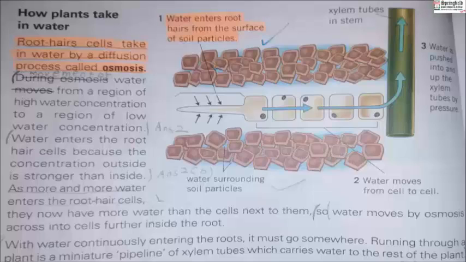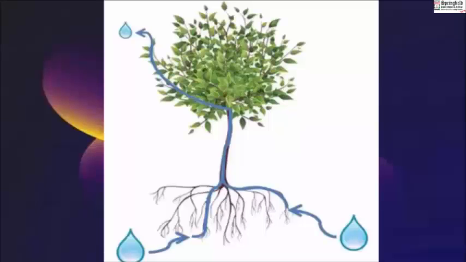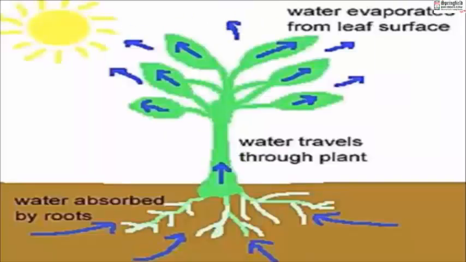With the water continuously entering the roots, it must go somewhere. Running through a plant is a miniature pipeline of xylem tubes which carries the water to the rest of the plant. This topic actually deals with the journey of the water through the plant.